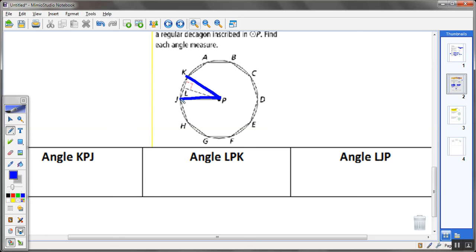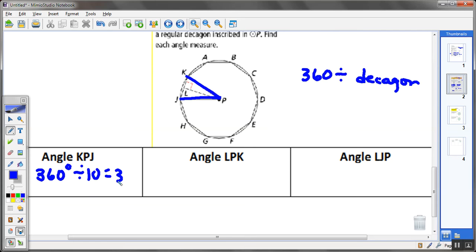How many sides are circumscribed? 10. How many degrees in that whole revolution? So I'm just going to take 360 and divide it by the number of sides I have here, right? Okay. So if I've got 360 degrees to work with, and we're dividing by the number of sides in a decagon, wouldn't each angle that's formed here from one vertice to a consecutive vertice be 36 degrees?